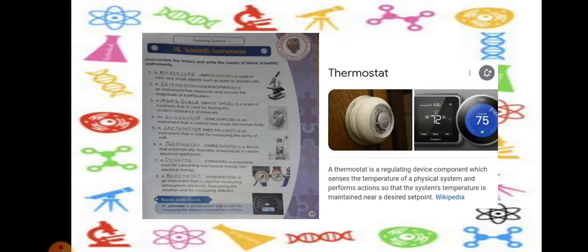You know, in certain devices the function of temperature is there, and through this a thermostat is very much required, because it maintains the accurate temperature actually required by the appliance. A thermostat is a regulating device component which senses the temperature of a physical system and performs action so that the system's temperature is maintained near a desired set point. So in some instruments where the temperature regulation is very important, this thermostat is a must.